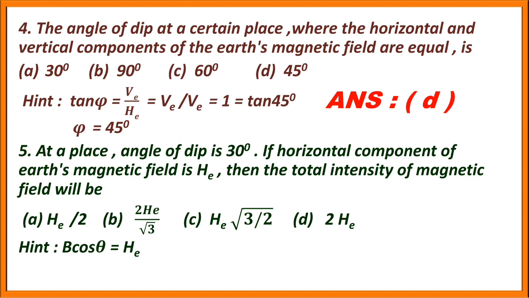Question number 5. At a place the angle of dip is 30 degrees. If the horizontal component of Earth's magnetic field is HE, then the total intensity of the magnetic field will be. The correct answer here is option B, 2HE by root 3.